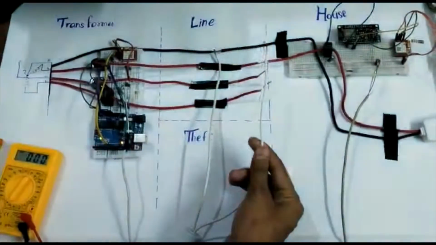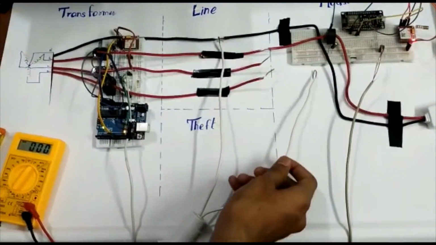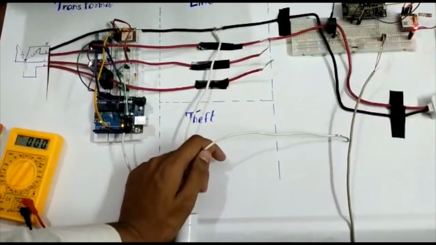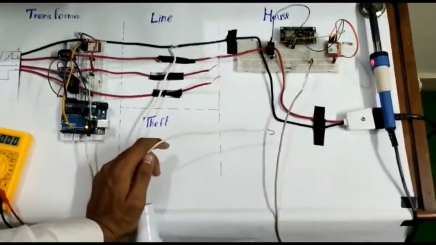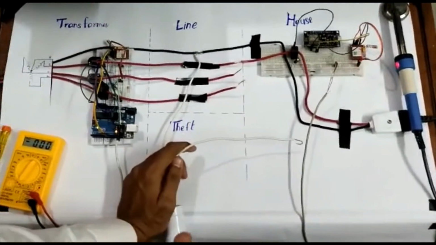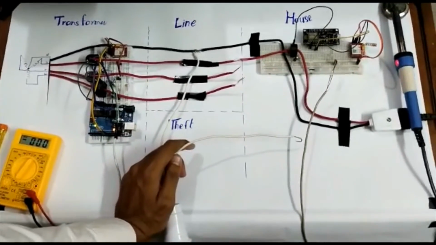Now what if the legit user wants to do theft? Some users have rotary switches in their houses, so what they do, sometimes they use the meter for power and sometimes they use the theft energy.